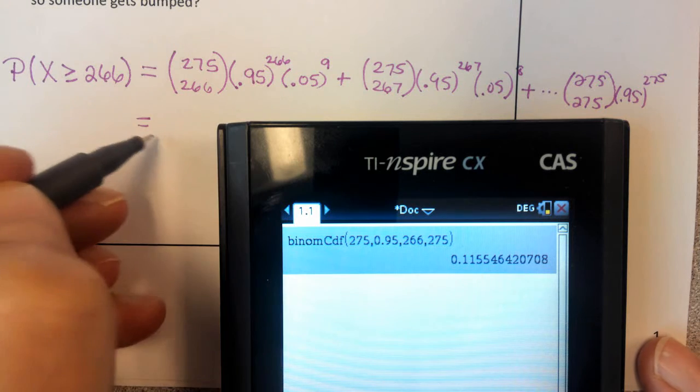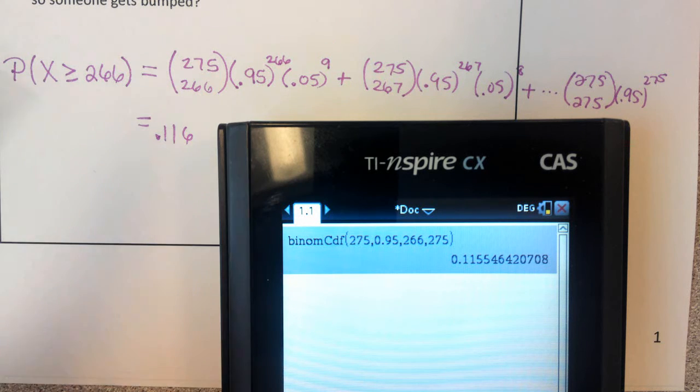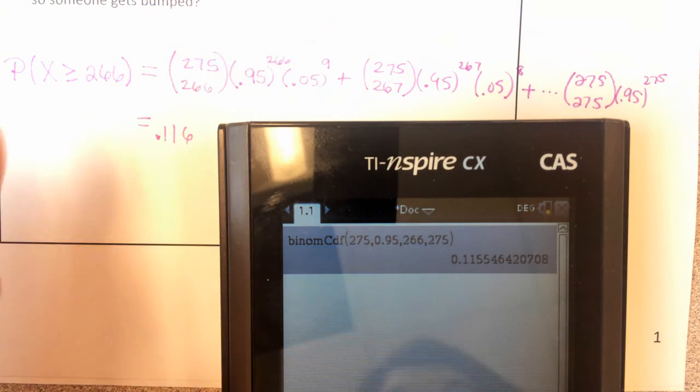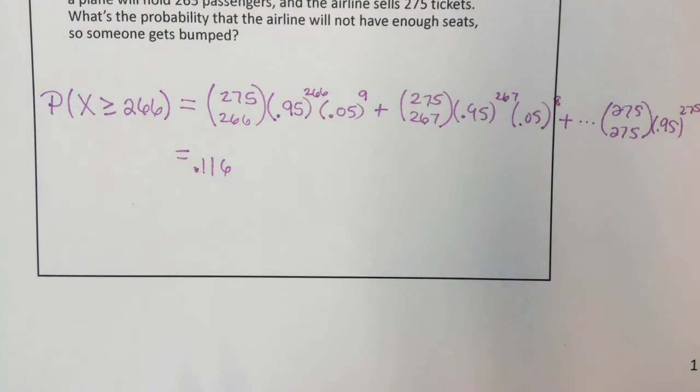11.6%, so 0.116-ish. Now remember, this is a model, so the probability of not having enough seats for everybody that shows up is about almost 12%. This is pretty high, but it's worth the risk. You make some people unhappy when that happens, but you still maximize your profit, and so there's a balance between the two there. So binomial model works fine as long as you have a calculator that's powerful enough to crunch these numbers, and we do.